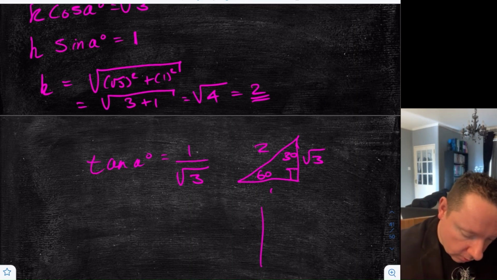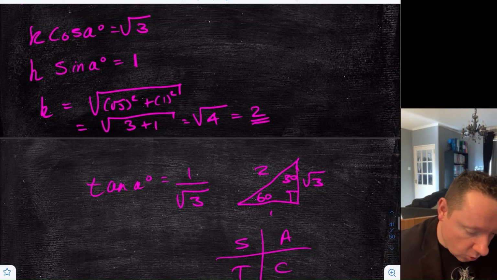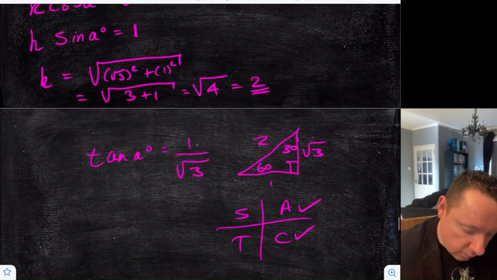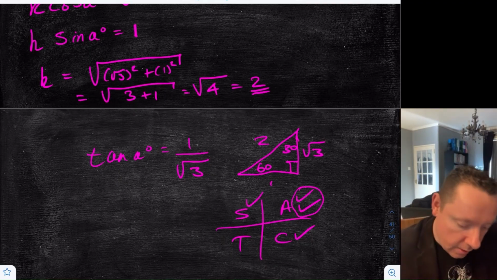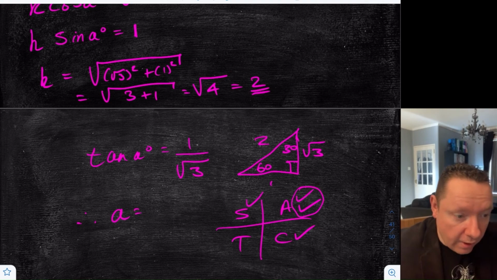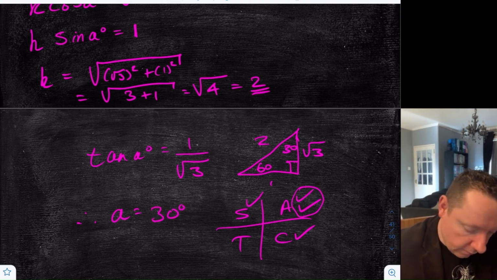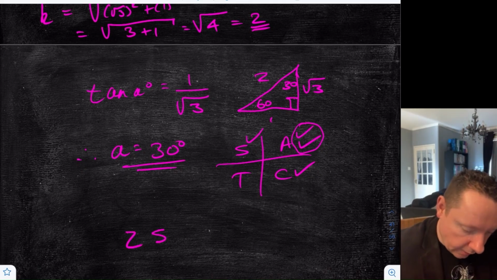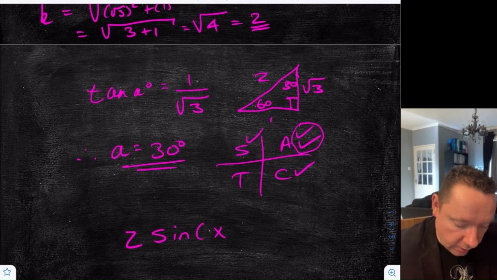So if we look at our CAST diagram, we need to check our original functions. Cos was positive, so that would be these two. And sine was positive, that would be these two. So yes, we're in the first quadrant, because we've got 2 ticks in A. So that means I can just say, therefore, A equals 30 degrees. And then our final answer is 2 sine (x minus 30) degrees. And we're done there.